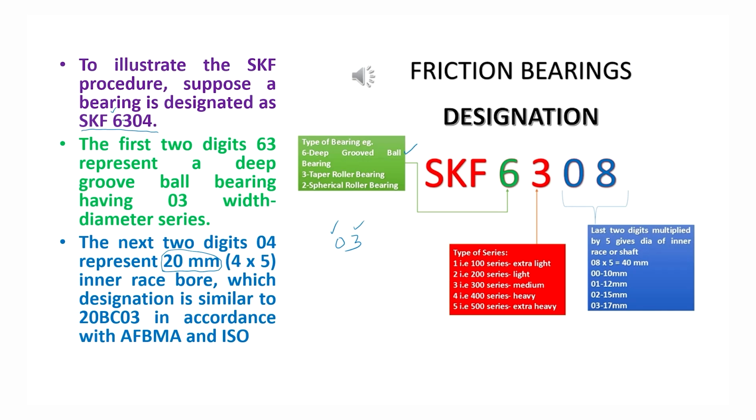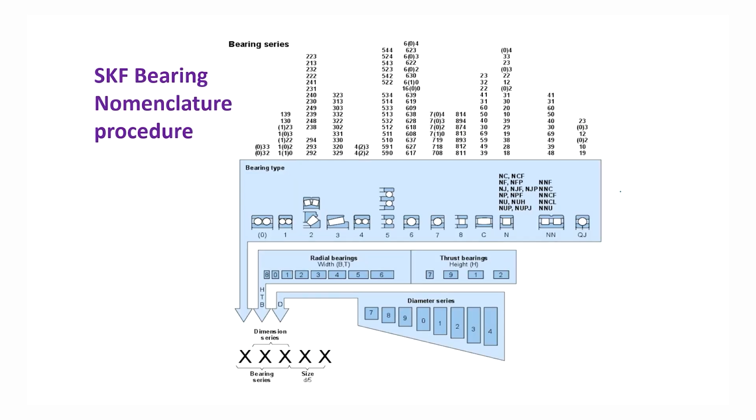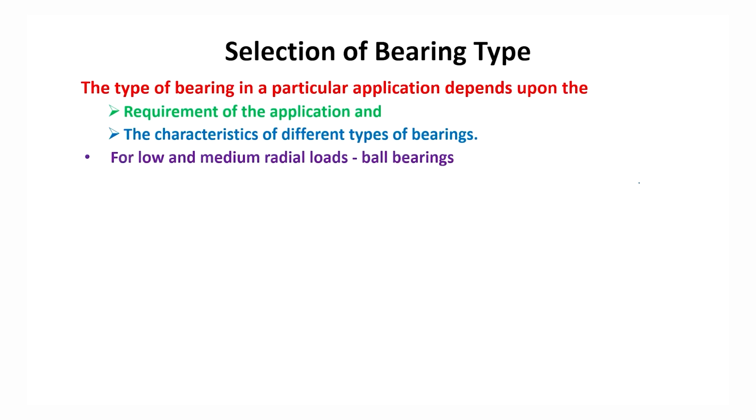For 6304, for 6308, the bore will be 08 multiplied by 5, that means 40 mm. These are SKF's way of nomenclature. Now, selection of bearing type.